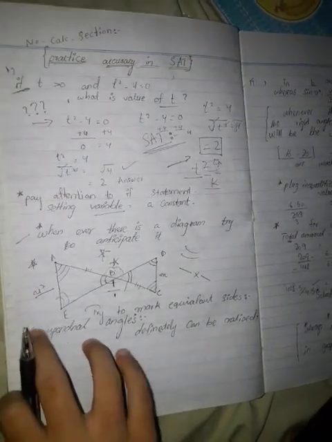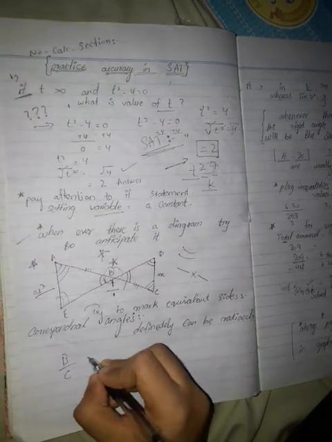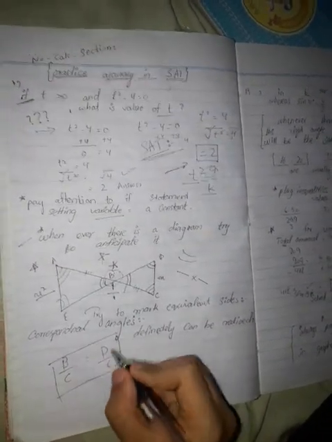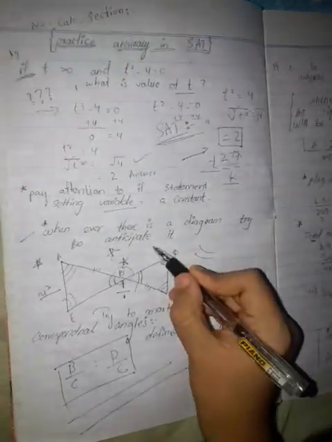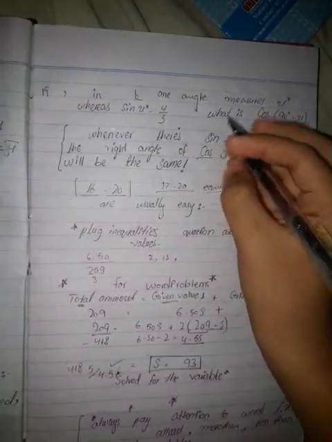It definitely can be ratioed. After this we can do B over C equals D over C. That is how you solve it later on according to the equation, according to the given value. But this was just an example according to my perception. Alright, I am hopeful that this is clear to you. Now let's dive into more tips.